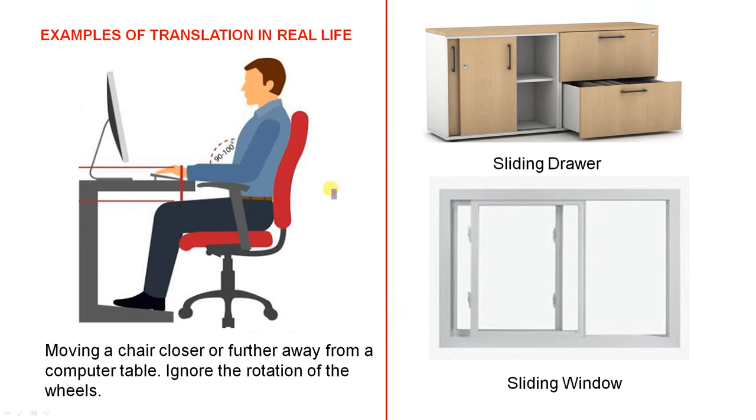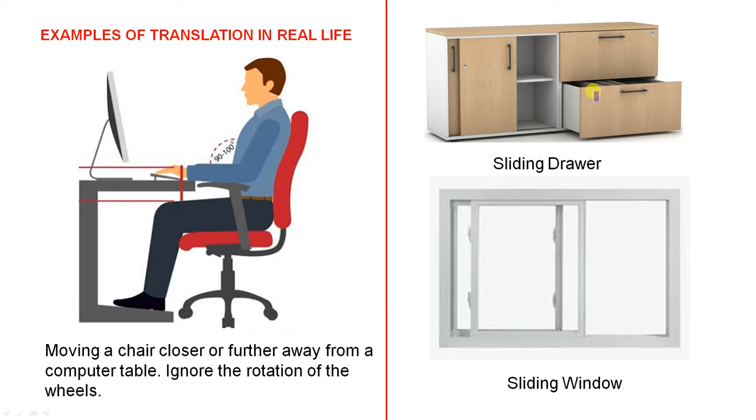Some examples in real life. If you have an individual sitting at a chair, for example, moving a chair closer or further away from a computer table, ignore the rotation of the wheels. So if you just look at the chair and you move it either way in a straight line, that's a reasonable example of translation.